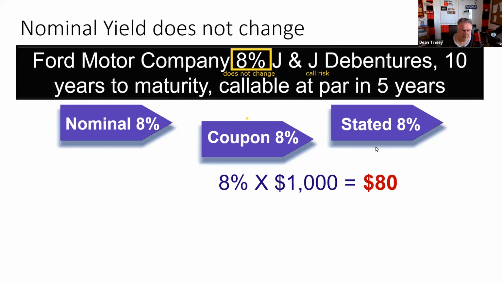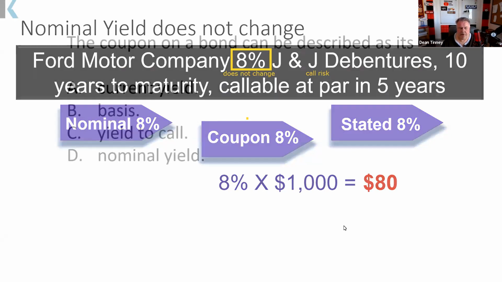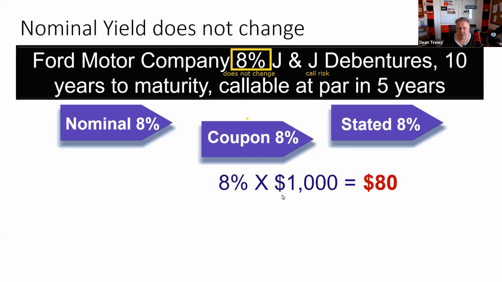We're just talking about the components of a bond, and then we're going to be talking about the relationship of interest rates to bond prices, interest rate risk, and credit risk. Okay, so let's try one. Let's try our first practice question.